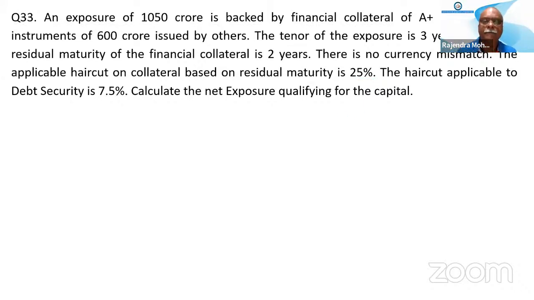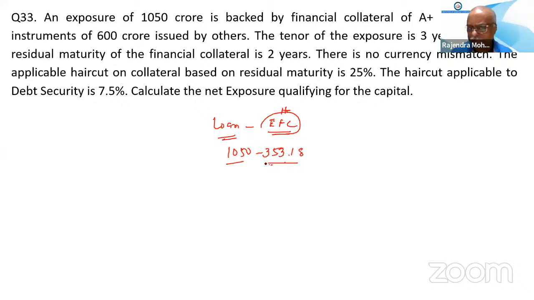The net exposure, sir. Net exposure means the loan amount minus the eligible financial collateral. So what is the loan amount here? 1050. Whoever asked the question, why is he or she not answering? When I ask you to answer, you should answer. And what is the haircut adjusted EFC, how much have you got? 353.18, sir. Yes, so this is the EFC adjusted after tenure mismatch. Before tenure mismatch it was 555. So when you deduct the eligible financial collateral from the exposure, that becomes our net exposure. This is the amount to be taken for calculation of capital.